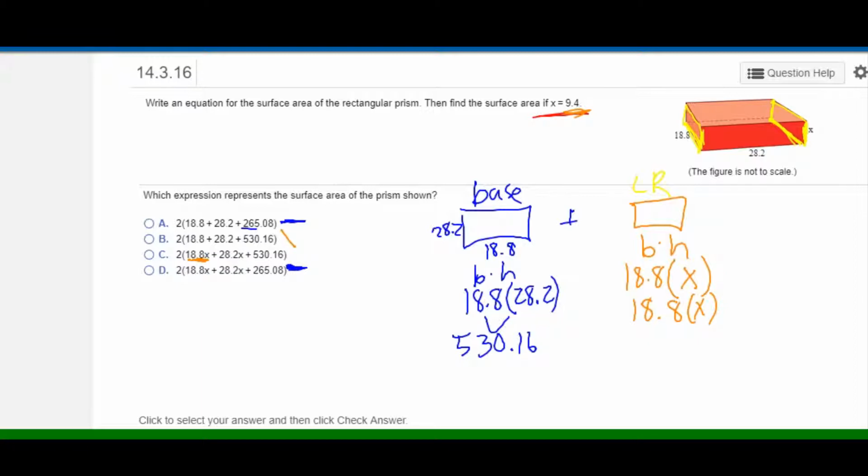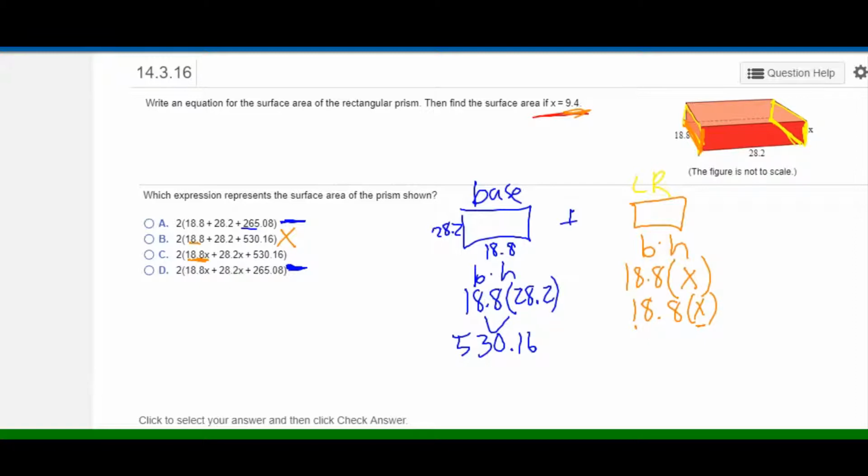That tells me I need to eliminate this. 18 and 8/10 is only one length. It is one dimensional because it's one line. You have to multiply it by another quantity to get the area, and that other quantity is x. If you just have 18 and 8/10, that's only the length of the left and right face. You need to multiply length times width, or base times height, to get the area of the figure.